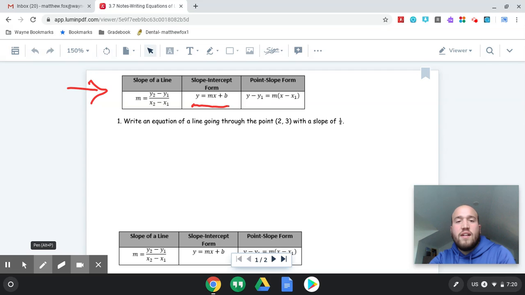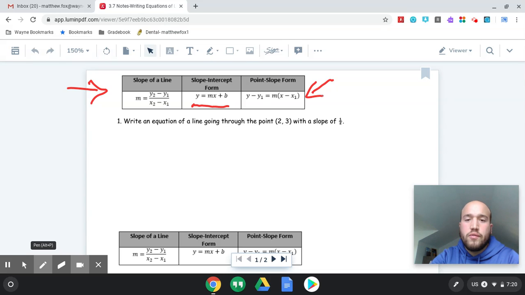However, sometimes we don't have both the slope and the intercept. We're given a point and a slope. So then we have to use this last formula. We plug in a point and then the slope, and we can manipulate this so that it looks like the slope-intercept form.